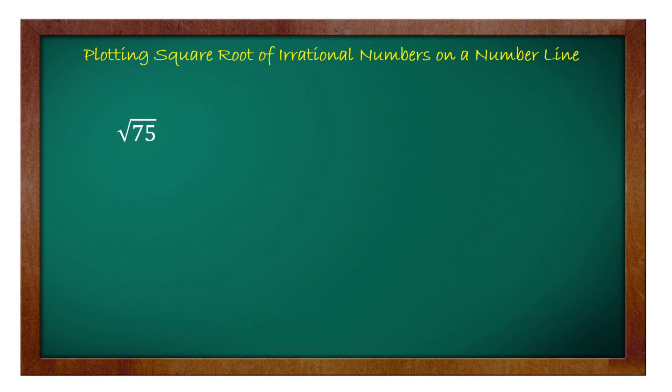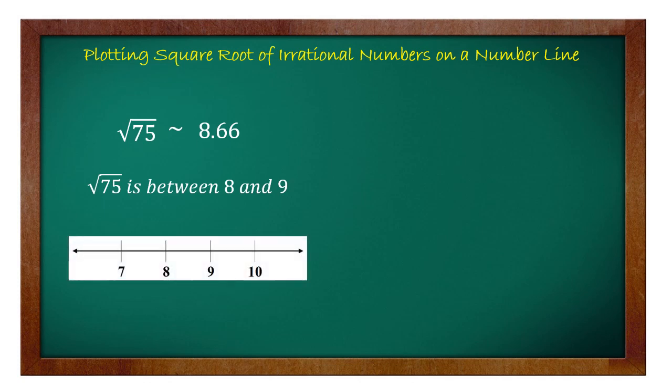The square root of 75. So, sabi natin kanina, square root of 75 is approximately 8.66. So, ibig sabihin, square root of 75 is between 8 and 9. So, gagawa tayo ng number line na merong 8 and 9. Okay? So, sabi natin sa number line, we have 0 sa middle, and then going to the right, that means positive integers. So, 1, 2, 3, 4, 5, 6, 7, 8, 9, 10, and so on.